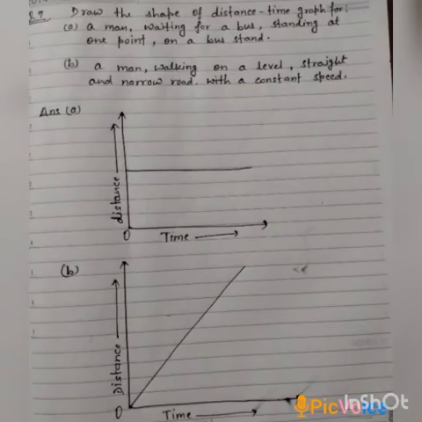Question number 7. Draw the shape of the distance-time graph for a man waiting for a bus, standing at one point on a bus stand. In this case, the man is at rest, so the graph will be a straight line parallel to the principal axis. In the second case, a man is walking on a level straight road with a constant speed. In this case, the motion of the man is uniform motion, so the graph will be a straight line.